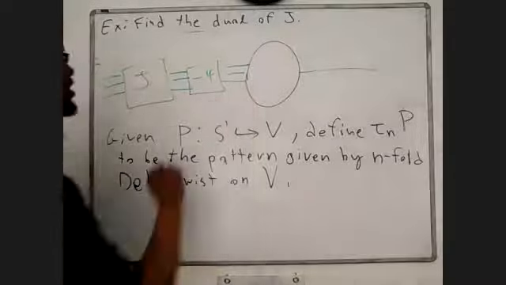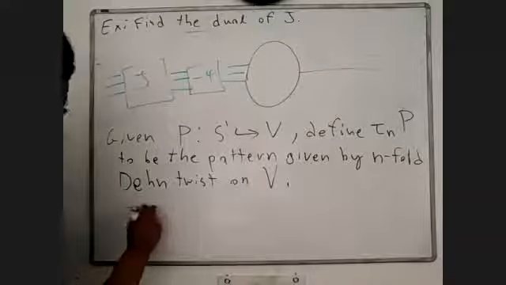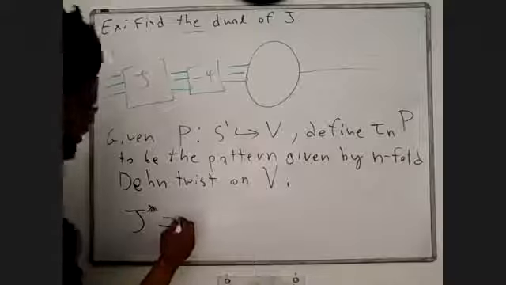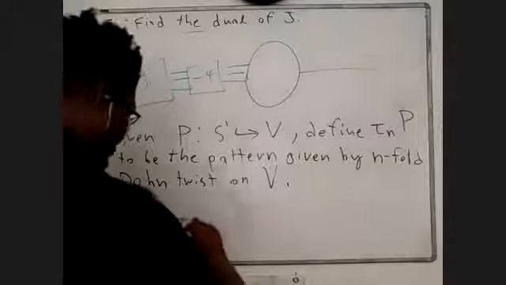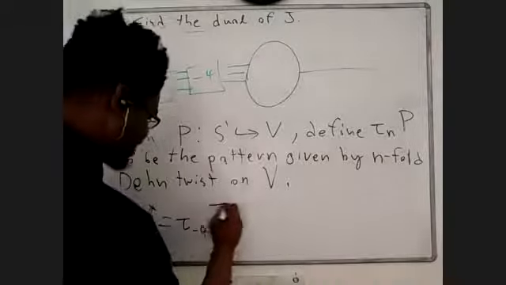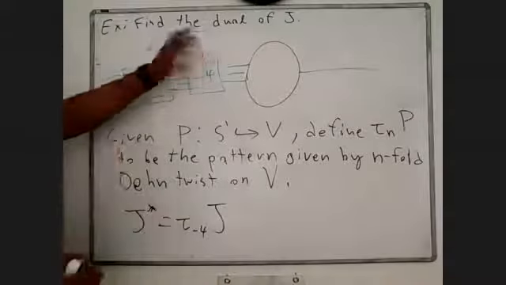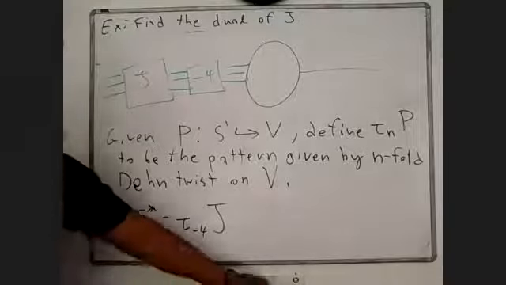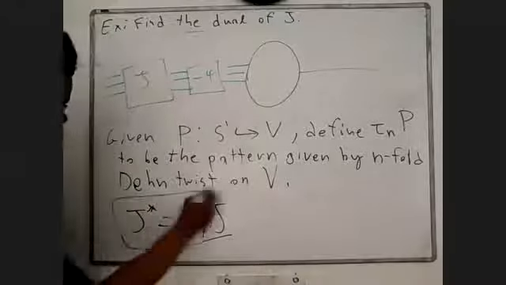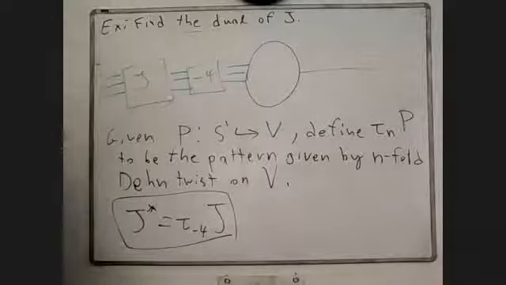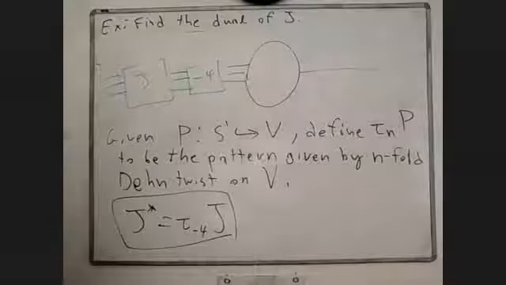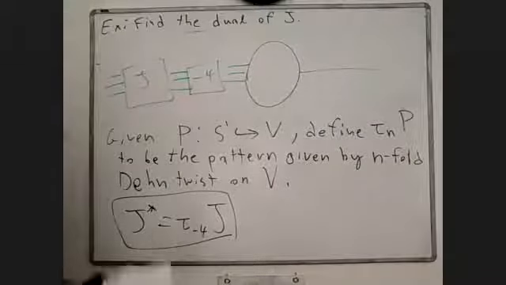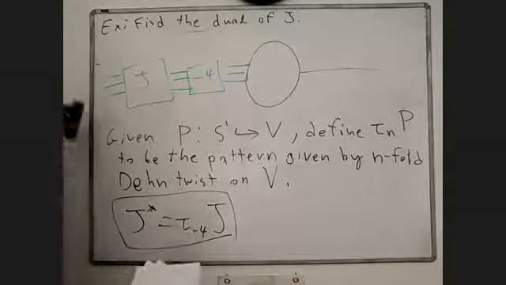So with this notation, we now can say that J dual is tau -4 J. This is J along with -4 Dehn twists. And this is an important fact for later on. It's going to come up again. And now to end off, I'm going to list a few more propositions.